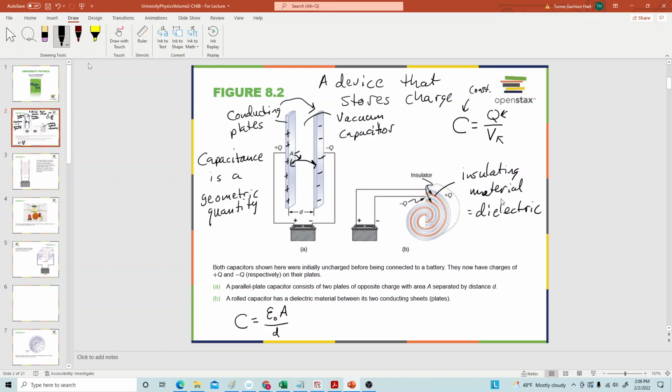And if you have a dielectric material, that formula is slightly modified. But for our purposes, for the moment, we will stick with a vacuum being between both plates. So you can calculate the capacitance if you know the geometry, the area and the separation.